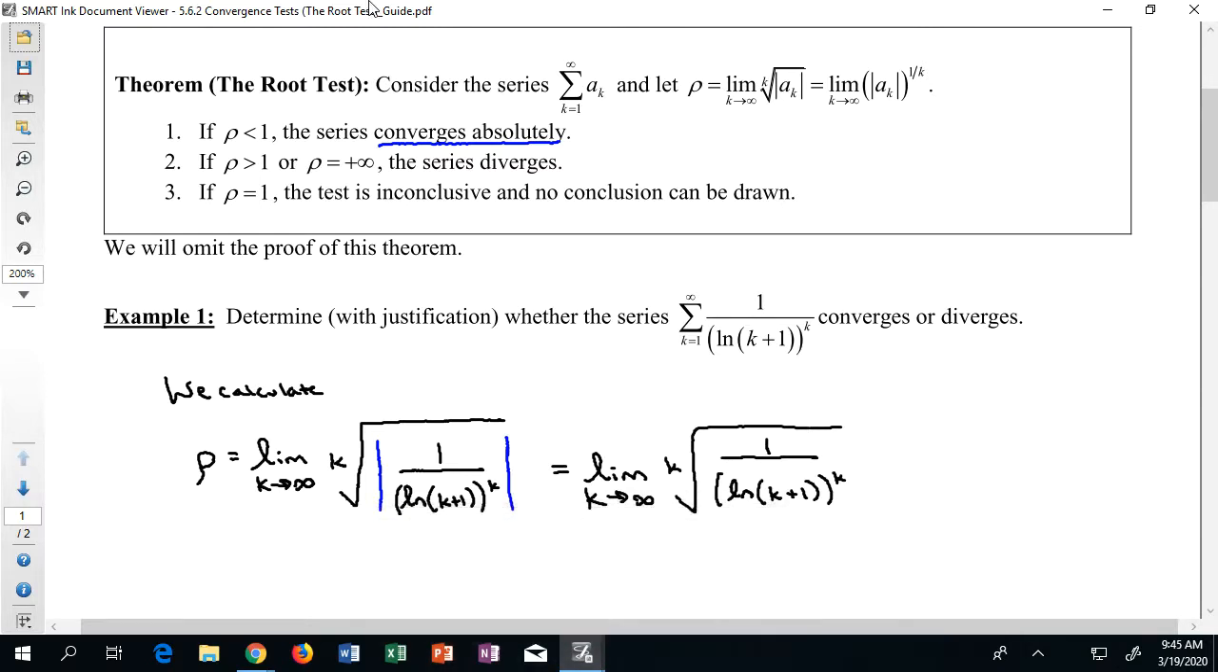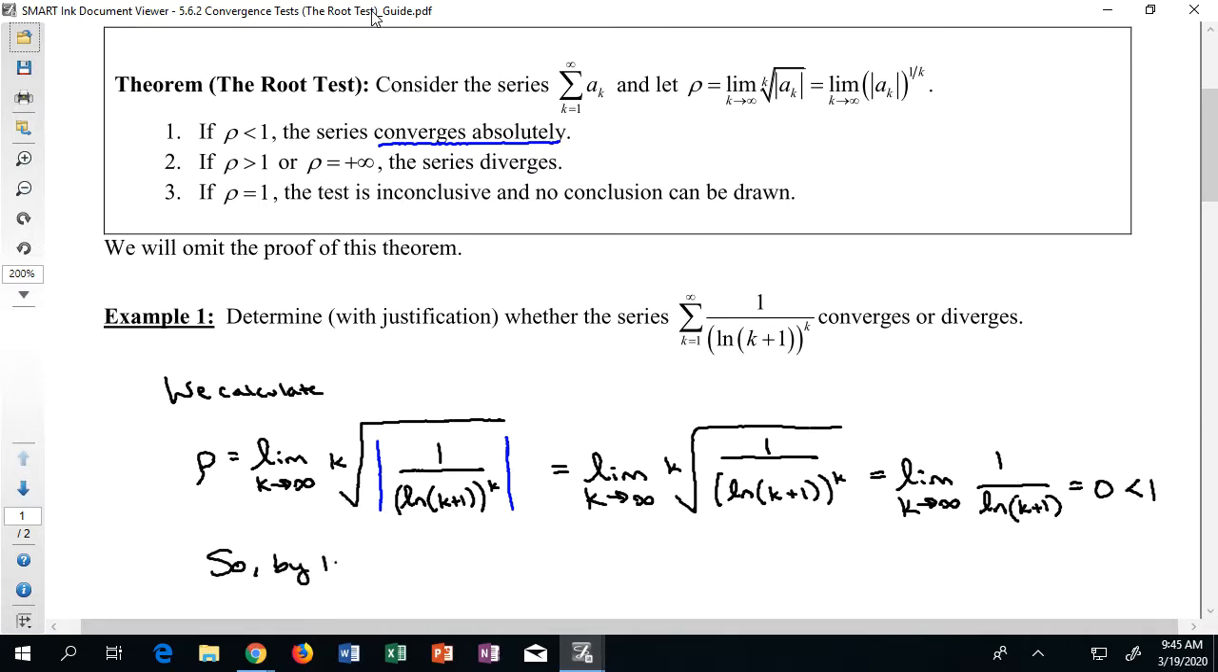I can do the kth root of the top of this fraction. The kth root of the top up here is just going to be 1. And the kth root in the denominator is going to be the natural log of k plus 1. So this becomes super easy. And then I can crunch out this limit really fast. That's the limit of 0. And I know 0 is less than 1.